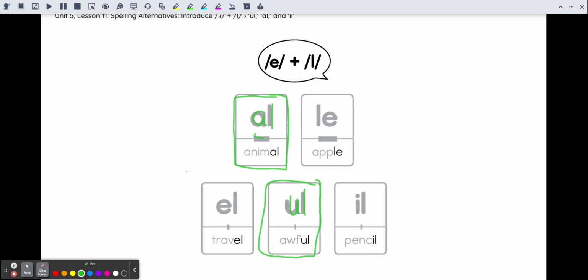And then the last one we're going to learn today is the A plus O, as spelled with an IL, as in pencil. So I'm going to trace the box, and I'm tracing the letters I, L. Power bar tells me that that spelling is not that common. So reviewing my spellings and sounds, I have O as in animal, O as in awful, and O as in pencil.